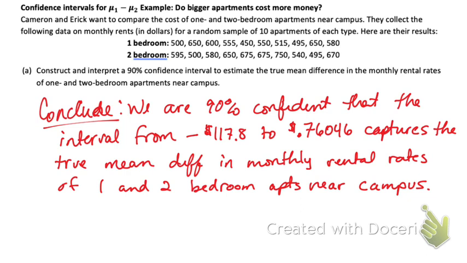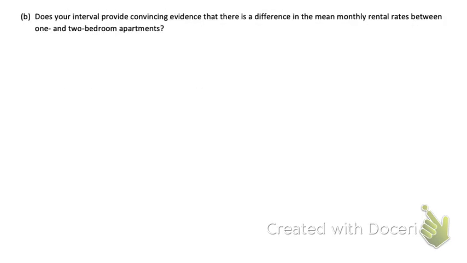Now, most of our interval is negative. Therefore, that makes us kind of feel like, which value is bigger? The 2 bedroom, right? Because we did 1 minus 2 bedroom. But is there a possibility that the average could be the same? Yes. Zero is in our interval. So, do we have convincing evidence that there is a difference in the mean monthly rates? No.